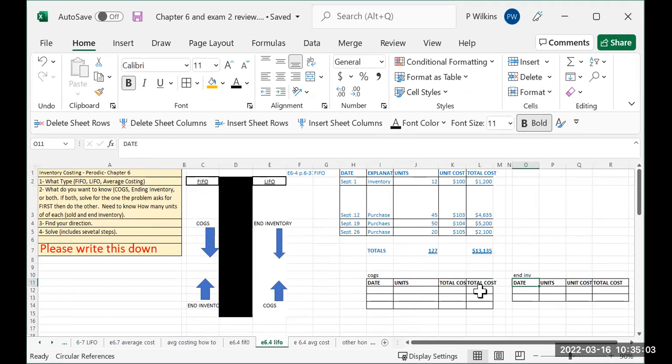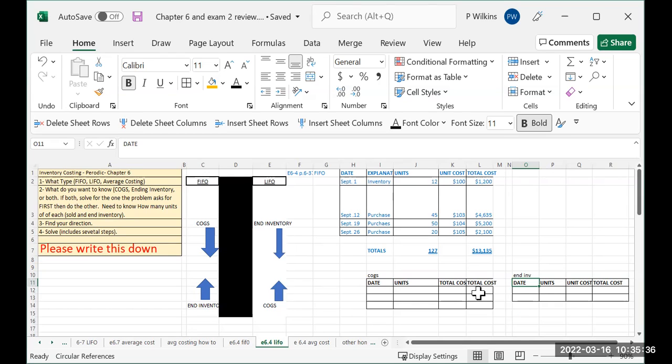Okay, so the problem in the book on page 637 says, Mather sells a snowboard, Easy Slide, that is popular with snowboard enthusiasts. Below is information relating to Mather's purchases of Easy Slide snowboards during September. During the same month, 102 Easy Slide snowboards were sold. Mather uses a periodic inventory system. And then you see the chart there. So they have put everything into that nice chart for you.